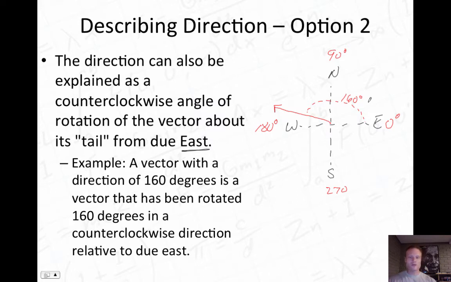We'll do a lot more examples of this in the near future, but keep this one in mind more so than option 1. If you do option 1, it's not like I'm going to mark you wrong for it, but option 2 is what I probably prefer. It is what you'll see mostly on the homework assignments and that type of stuff.